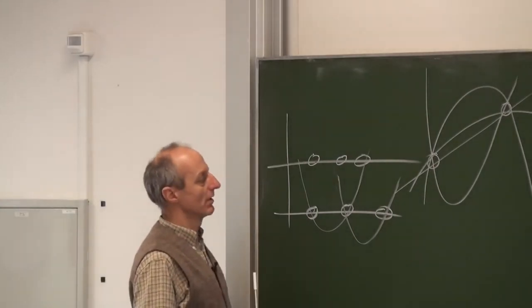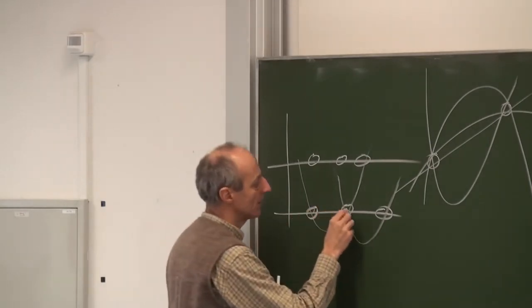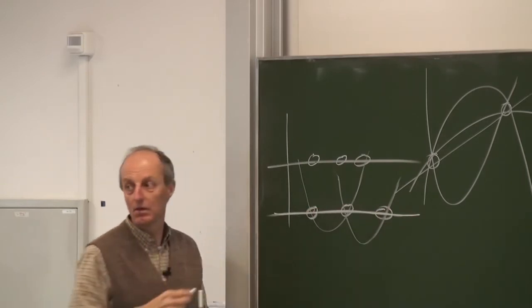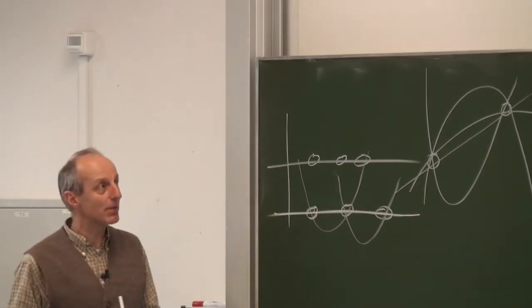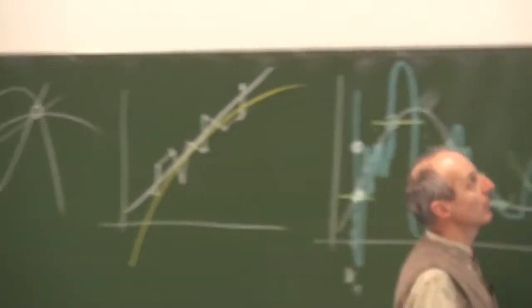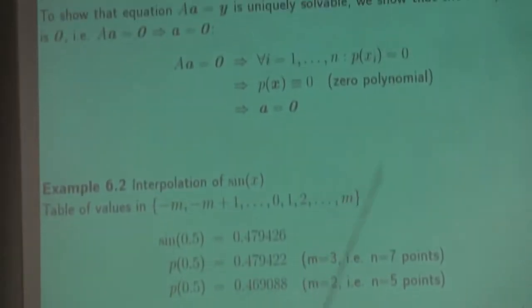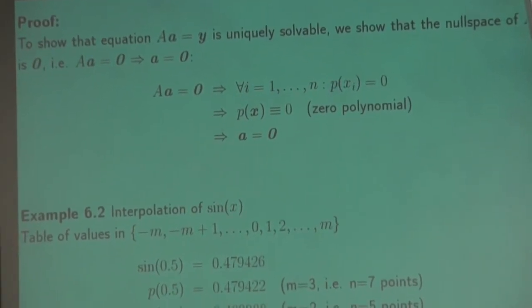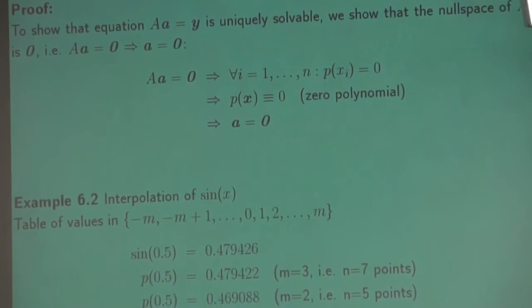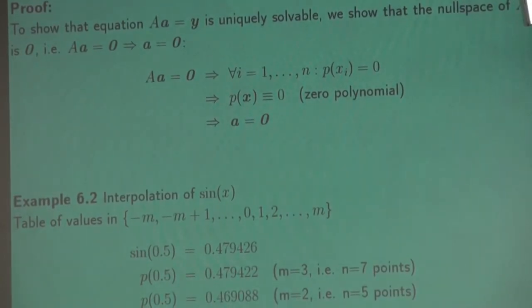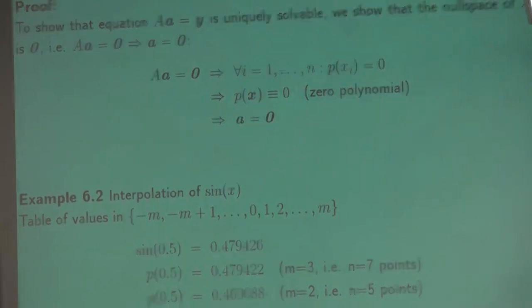The only polynomial that hits all these 3 points is this one, the 0 polynomial. So that means, if we require this and the degree of our polynomial is less than or equal to n minus 1, then the only solution is the 0 polynomial. Okay. So our polynomial is equal to 0, and what does that mean? That means all the coefficients are 0. And now our vector a is 0, and that means the null space is the 0 vector, and therefore there is a unique solution.